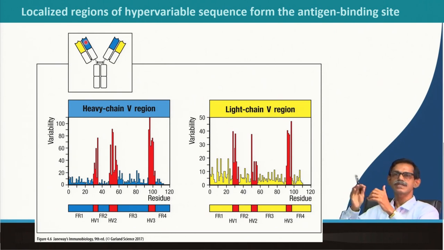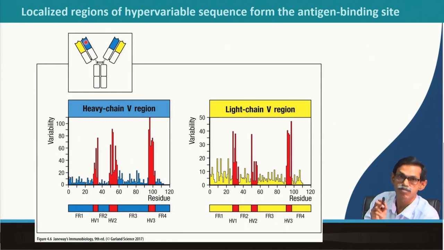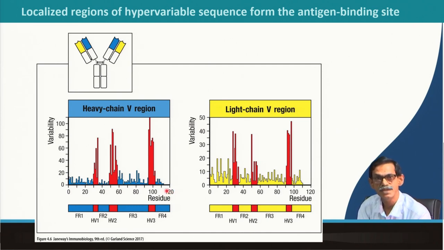Suppose, for example, we take 10 sequences of heavy chain V region, or 100, or 1000 sequences of heavy chain V region, then multiple align them and calculate the variability among these sequences, to see which part of the sequence is really variable. If you plot that, the x axis is showing the number of residues and the y axis is showing the percentage of variability. If you go from 1 to approximately 110 or 112, you can see the blue region is not much variable.